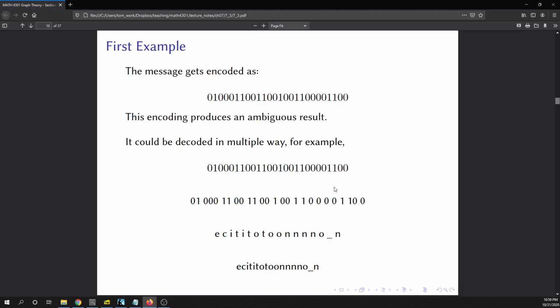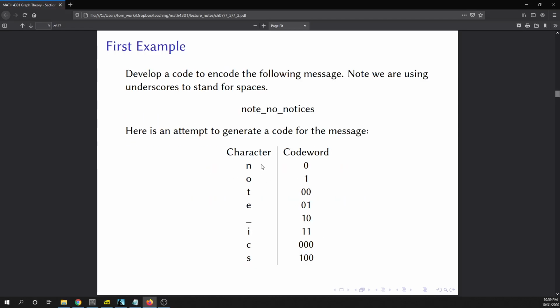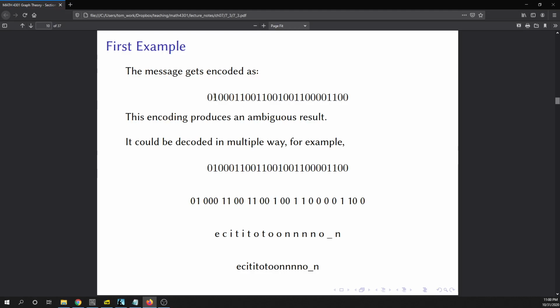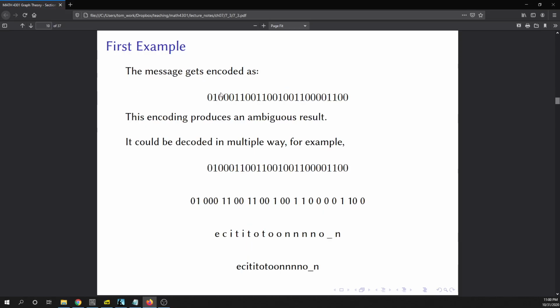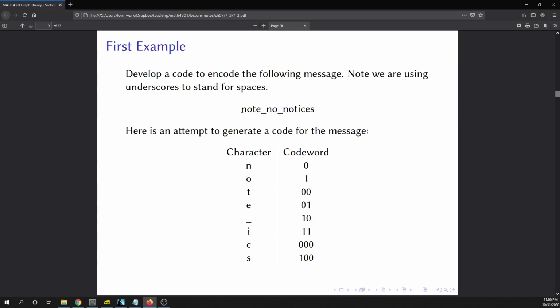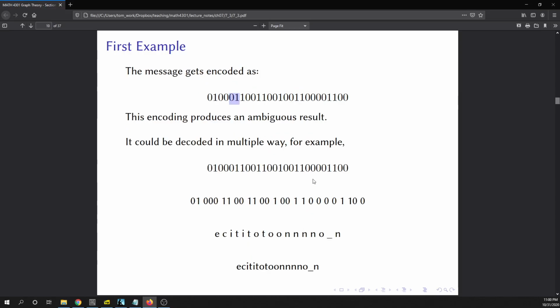So when we go to encode that message, you can see N is 0, O is 1, so that's that 0 here, and then the 1 right here. And then T is 0, 0, so that's this 0, 0 here, and then followed by that 0, 1 after it. Like that, and so on and so forth. So I'm just encoding each one of these characters using these code words. This is the string that I get. Now the problem with that is that this encoding is ambiguous.